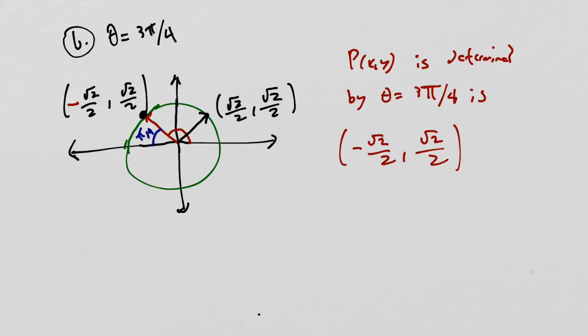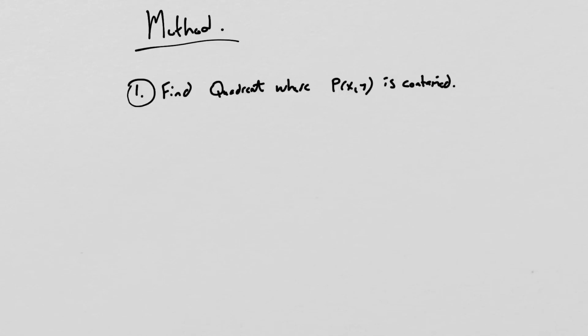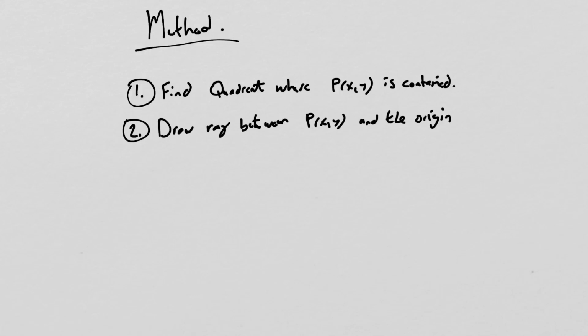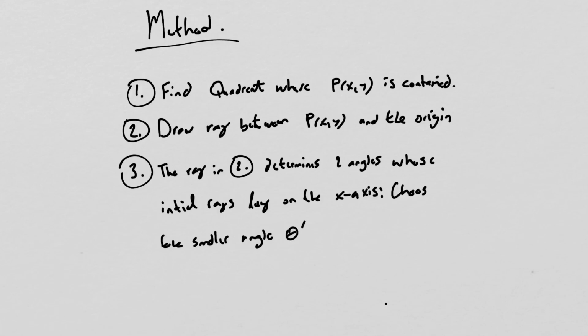The method used to solve this problem works in general. Let's go ahead and outline how to find points on the unit circle. The method used in this problem will work to find points on the unit circle given certain angles. Let's outline what we did in these problems. First, we need to find the quadrant where the terminal point is contained. Then, draw a ray between our terminal point and the origin. The ray in part 2 determines two angles, each of which starts at the x-axis. Choose the smaller of these two angles. Let's call this angle theta prime.